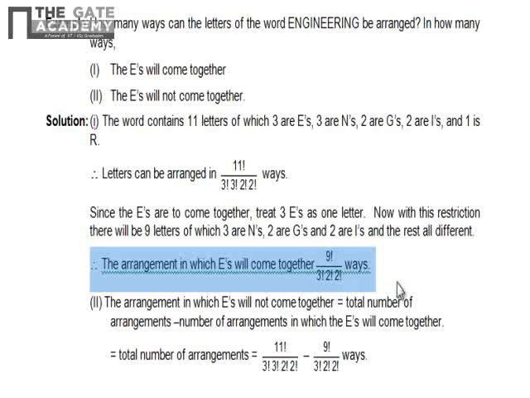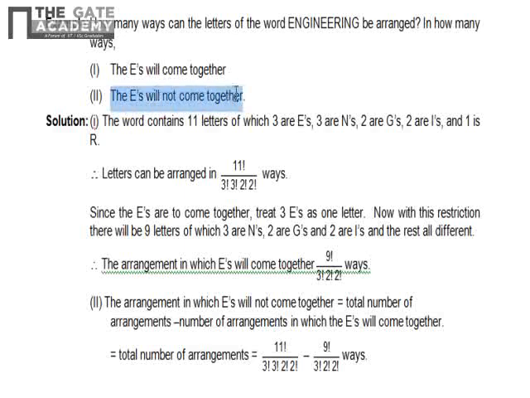Okay. Now, if I want to find the number of arrangements where E is not coming together, it is very easy. This is the total number of arrangements. In these arrangements, the E's are coming together. Just subtract, so you will get the arrangements where E will not come together.